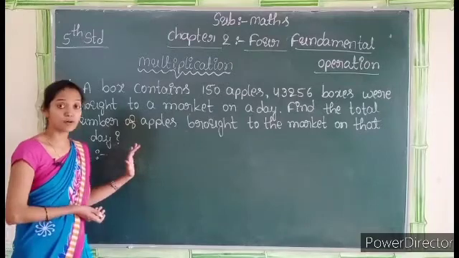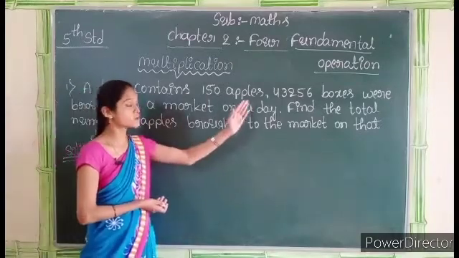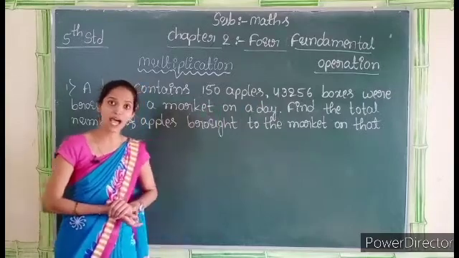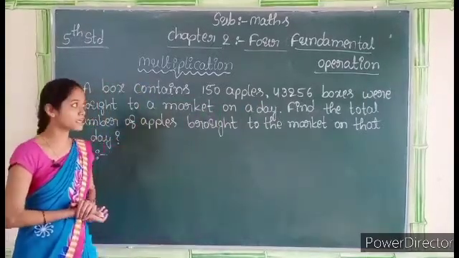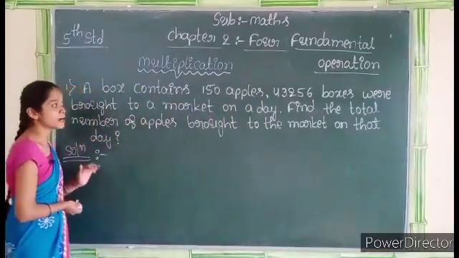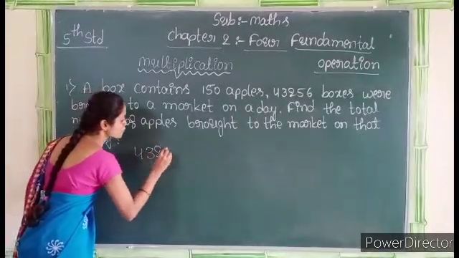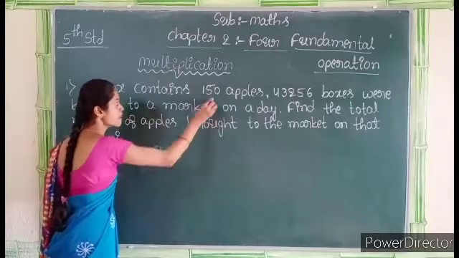For that we have to multiply the 43,256 boxes by this 150 apples. Okay, let's start the multiplication. So here the multiplicand is 43,256 and multiplier is 150.